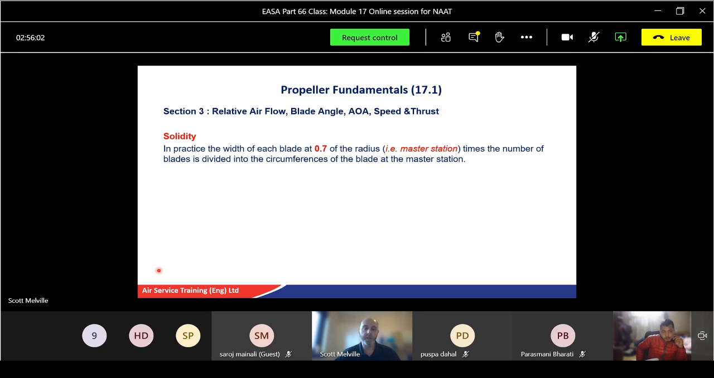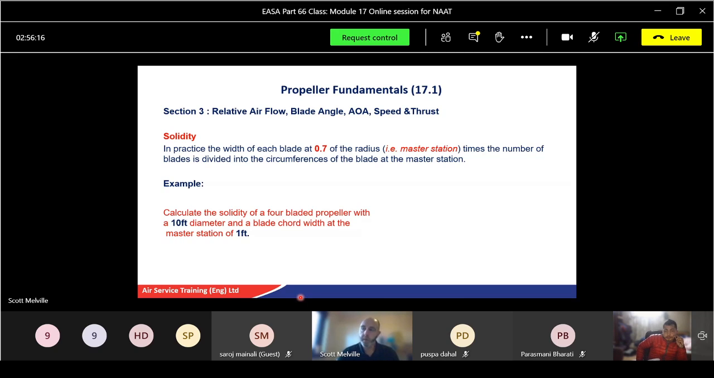Well, let's put an example in. So let's get it down on actual paper. If you got given a question, it says calculate the solidity of a 4-bladed propeller with a 10-foot diameter and a blade chord width at the master station of 1 foot. So the information you want to take from there is it's got 4 blades, it's a 10-foot diameter, and the blade chord is 1 foot.